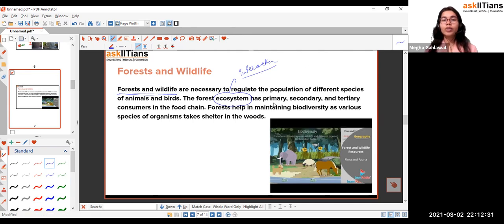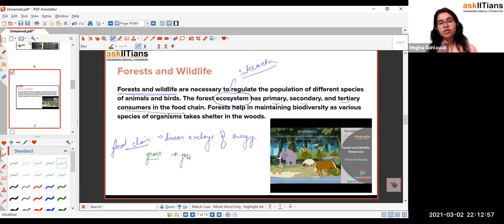Okay, now it could be primary, secondary, tertiary consumers in the food chain. First of all, you should understand what a food chain is. A food chain is a linear exchange of energy. How? Let me just give you a very simple example. Grass eaten by grasshopper. Okay, and then grasshopper eaten by a frog.